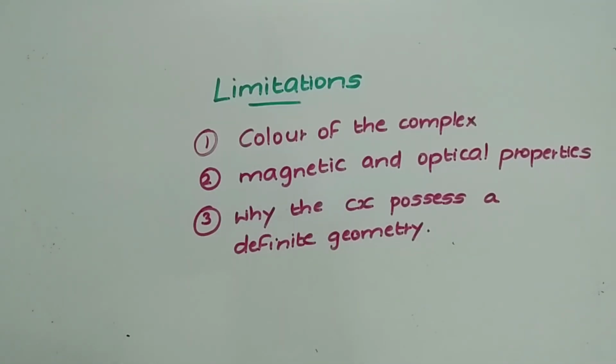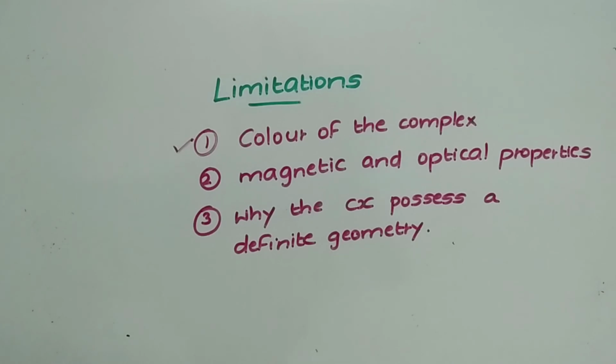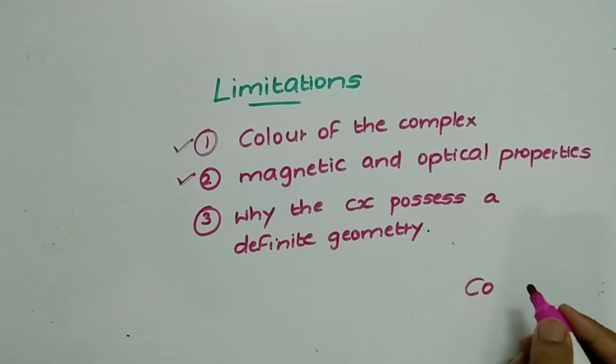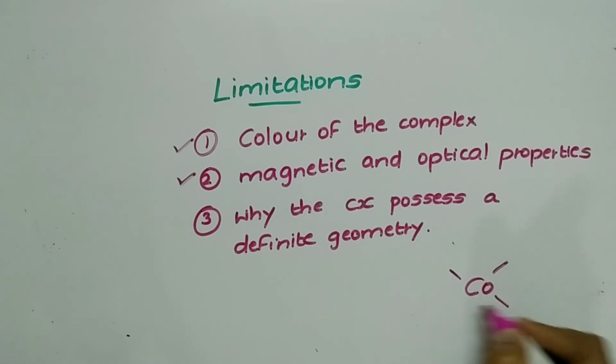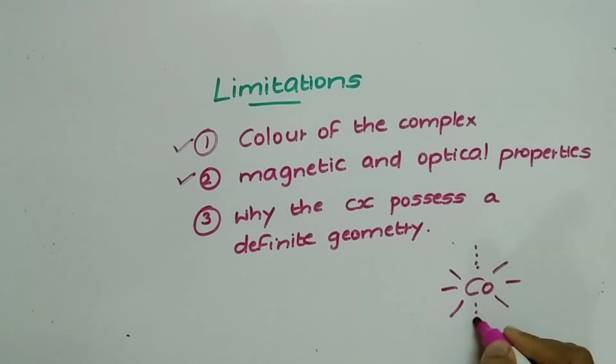Limitations of Werner's theory. The first limitation, it did not explain the color of the complex, whether the complex is colored or colorless. Second, it did not explain the magnetic properties and optical properties. Third, why the complex possesses a definite geometry. Correct. We have drawn cobalt attached to the ligands. The primary valency is shown by dotted lines, secondary valencies with a solid line. We just drew it, but it did not explain the geometry, how it is arranged. So these were the limitations.